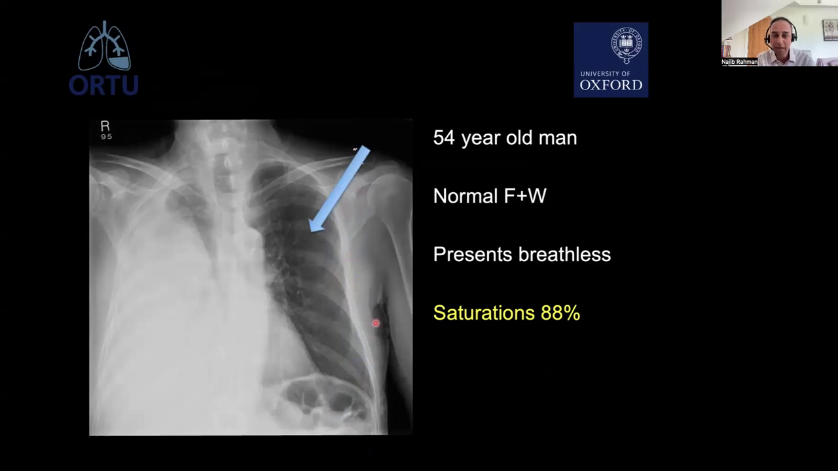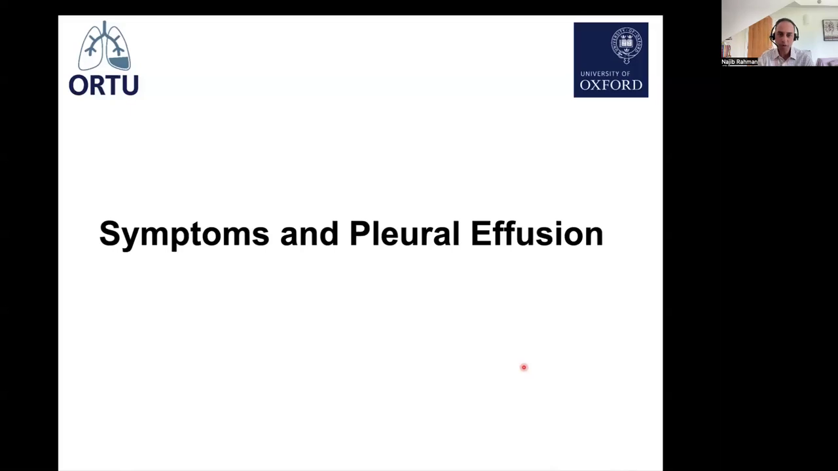And in this particular case, this was a new presentation of a large malignant pleural effusion causing a pulmonary embolus on the other side. Other things that could cause this are if they have undiagnosed COPD or ILD or pulmonary hypertension, for example. Okay, let's just move forward then and the relationship between symptoms and pleural effusion.